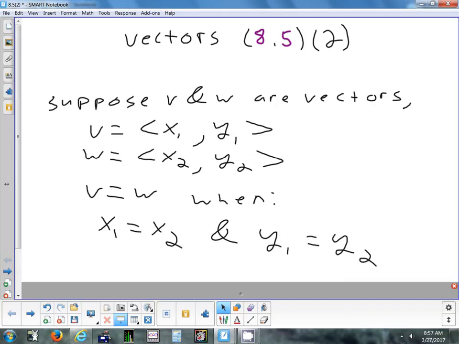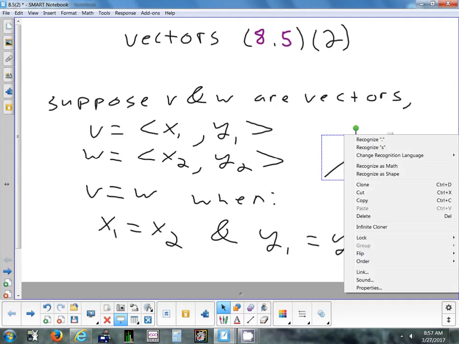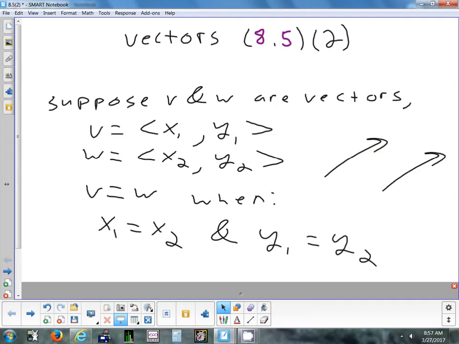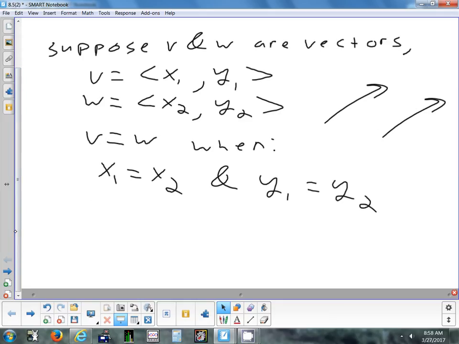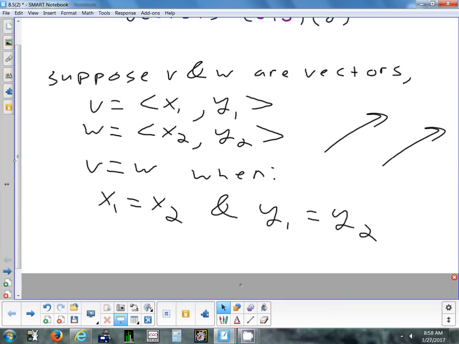What it doesn't mean is that they're drawn in the same spot. That vector is exactly the same as that vector, even though if you wrote their initial and terminal coordinates, if we had a grid here, they wouldn't be the same. But these two vectors have the same magnitude, they have the same direction. Okay, so that's what it means for two vectors to be equal. Not an overly important idea, but something just to make clear. Questions on that?